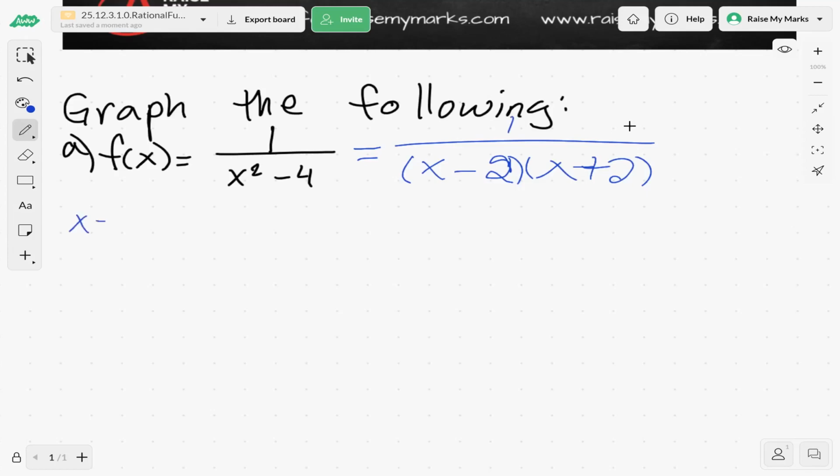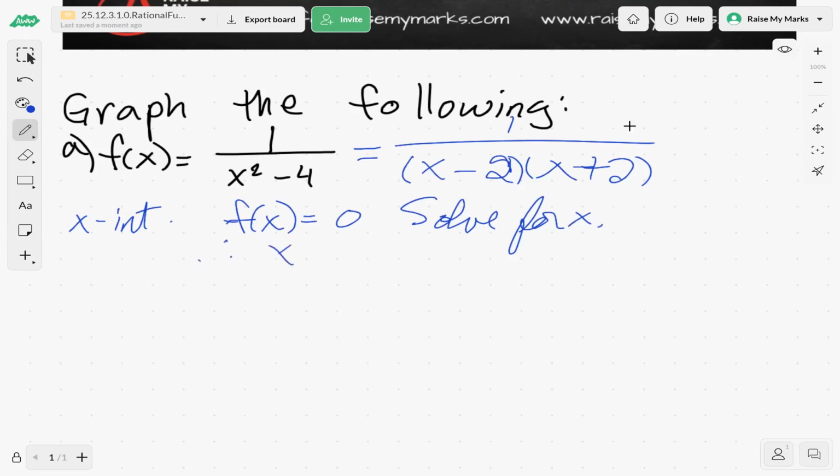So first thing we need to do is find our x-intercepts. Our x-intercepts occur when our function equals 0. So we need to solve for x. Well, this is not possible, so we don't have any x-intercepts. Therefore, no x-intercepts. So recall, a rational function is a fraction. A fraction equals 0 when the numerator is 0. But it's not possible for our numerator to equal 0, so no x-intercepts.